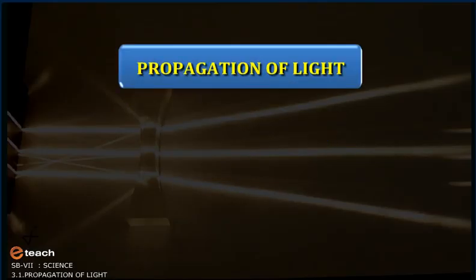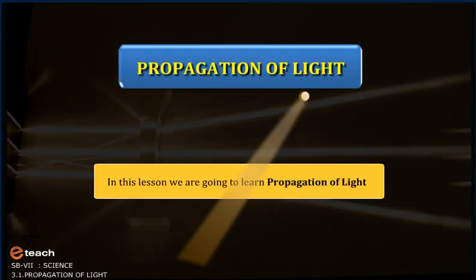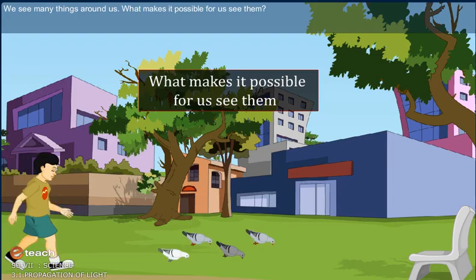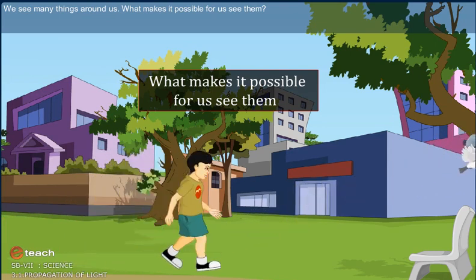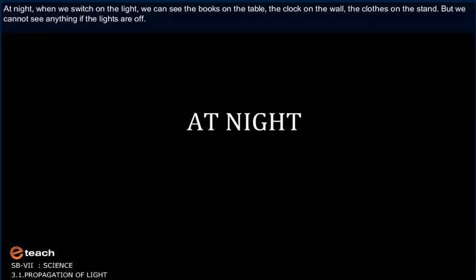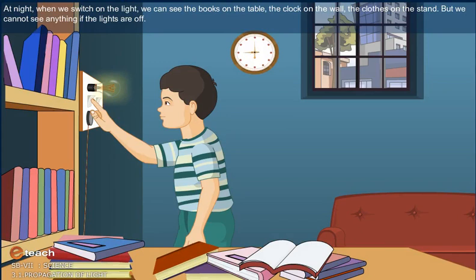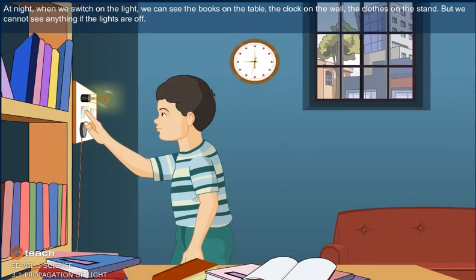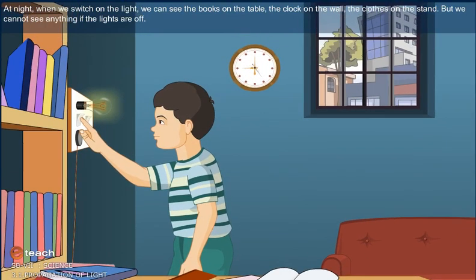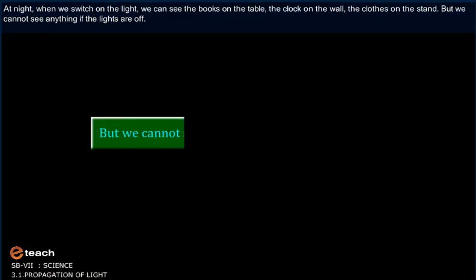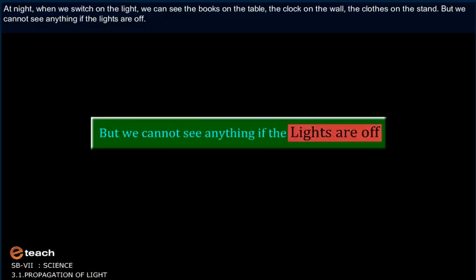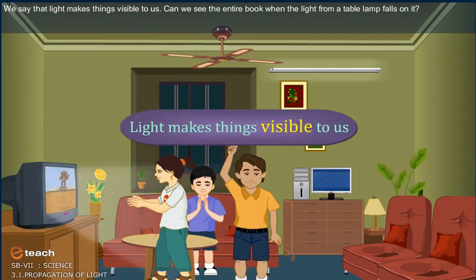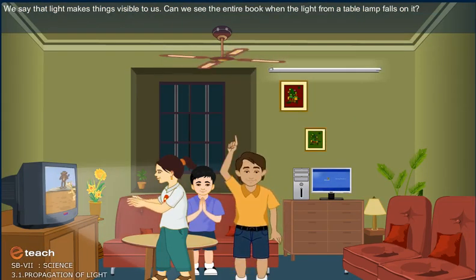Propagation of light. In this lesson, we are going to learn propagation of light. We see many things around us. What makes it possible for us to see them? At night, when we switch on the light, we can see the books on the table, the clock on the wall, the clothes on the stand, but we cannot see anything if the lights are off. We say that light makes things visible to us.